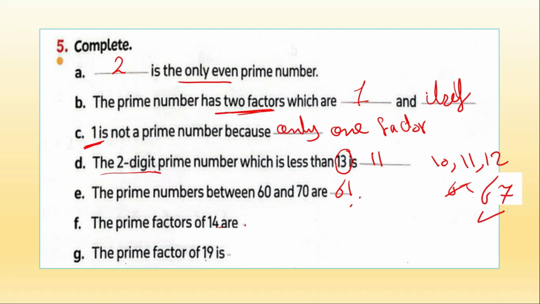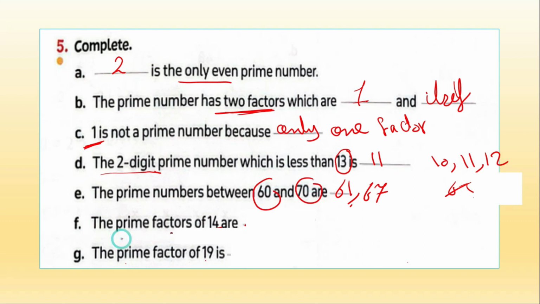67 is a prime. Okay, 68 is not prime. 8 in the one's place is even, so not prime. Okay, and 69 is not a prime, so there are only 2 primes between 60 and 70.